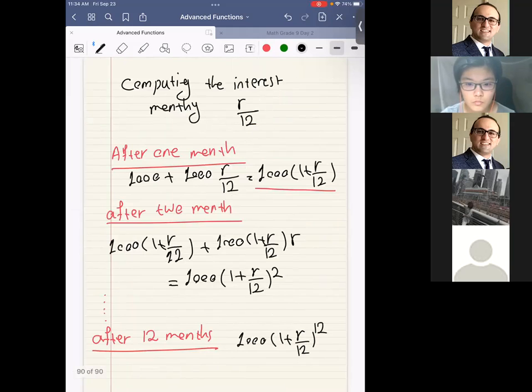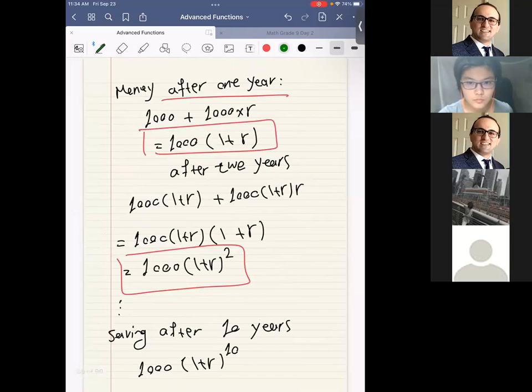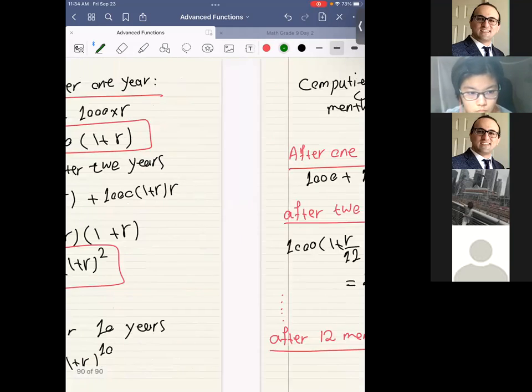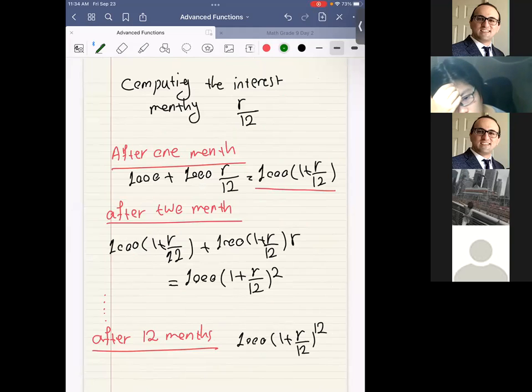Which one you think is bigger? So if you compute it normally, after 1 year, R is the rate of the interest, which is computed every year. You get 1,000 times 1 plus R. But if you compute monthly, you get 1,000 times 1 plus R over 12 to the power 12. Which one you think is bigger? I think monthly. Makes sense. It should be bigger if you compute the interest monthly.